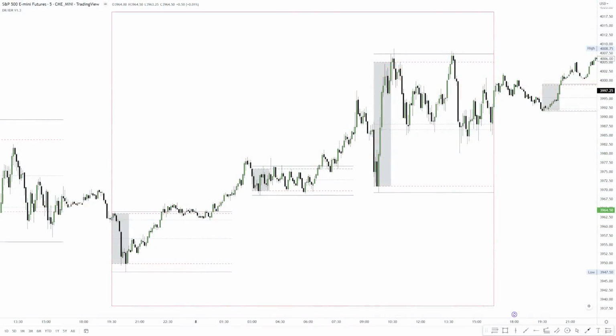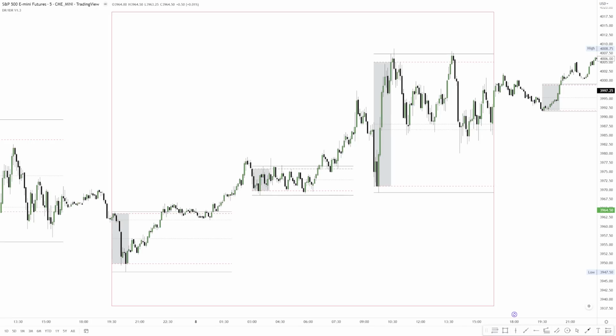So now that we have all three DR sessions, I want you to study the relationship between the ADR, ODR and RDR sessions as homework until the next video. I also urge you to pay attention to all ADR, ODR and RDR levels and how price is reacting to them during the trading day. To help you understand what I mean, I show you three models which happened during last week's trading.